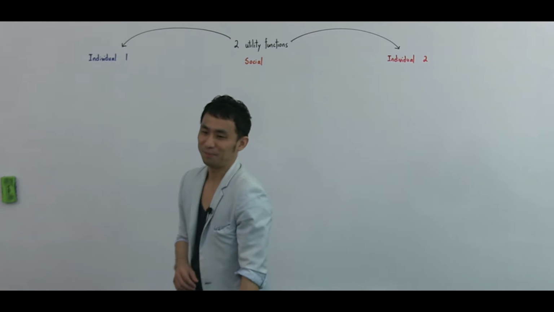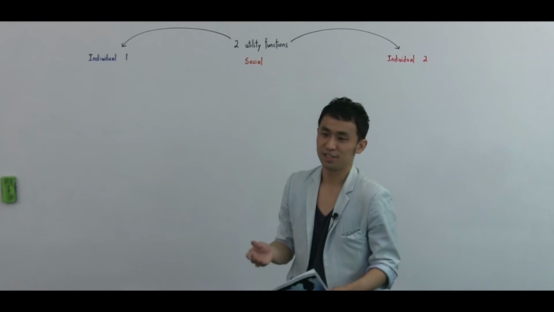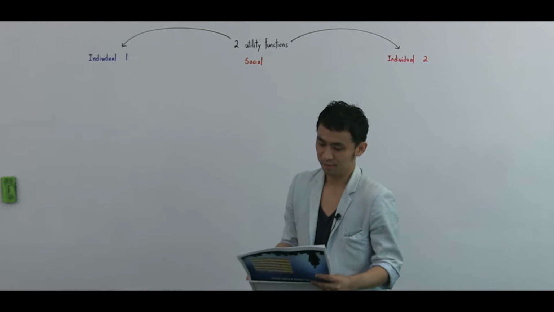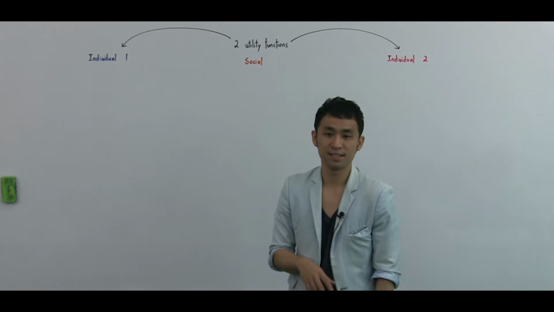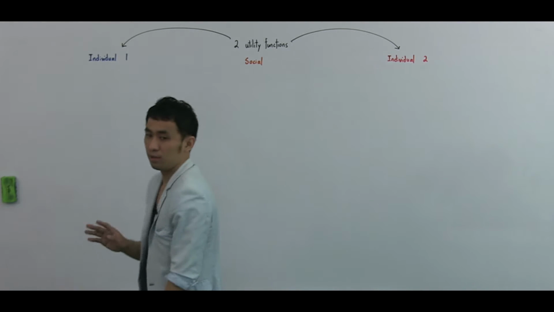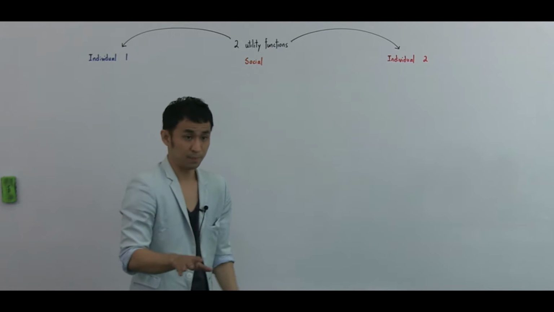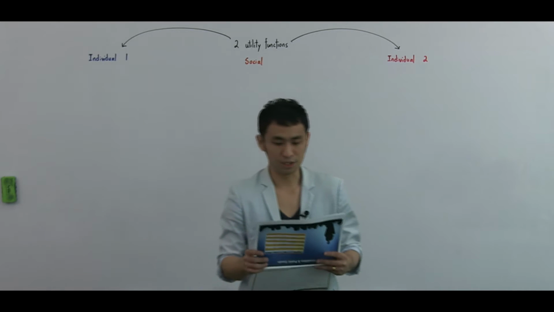2010B, question 12. Anne and Bob live in an area infested by mosquitoes, but it is possible to control the problem by spraying an insecticide. This is just a descriptive sentence. But anyway, what we see here is this. There are two individuals. So whenever you see two individuals, there's a chance that it could be an externality or public good question, or an H-Wolf box question.